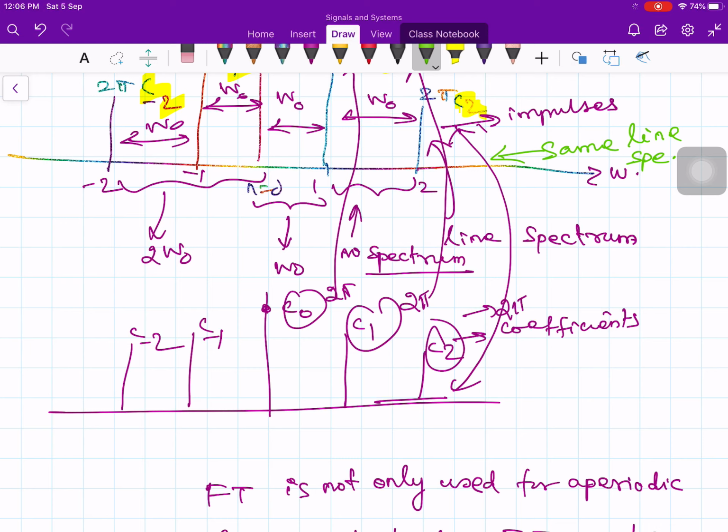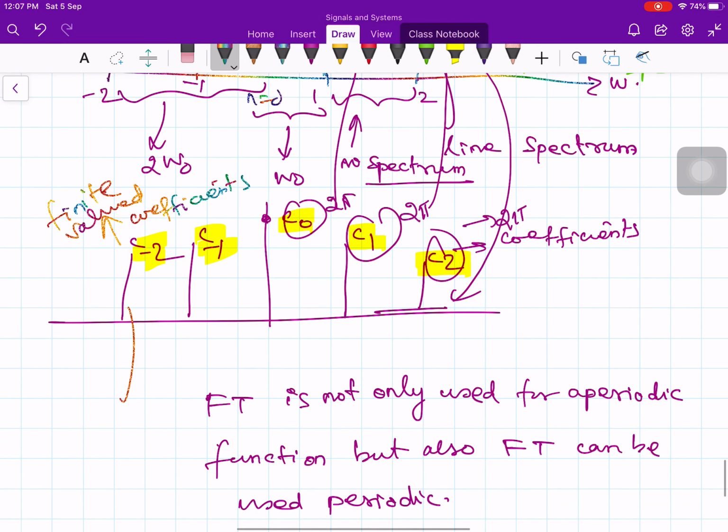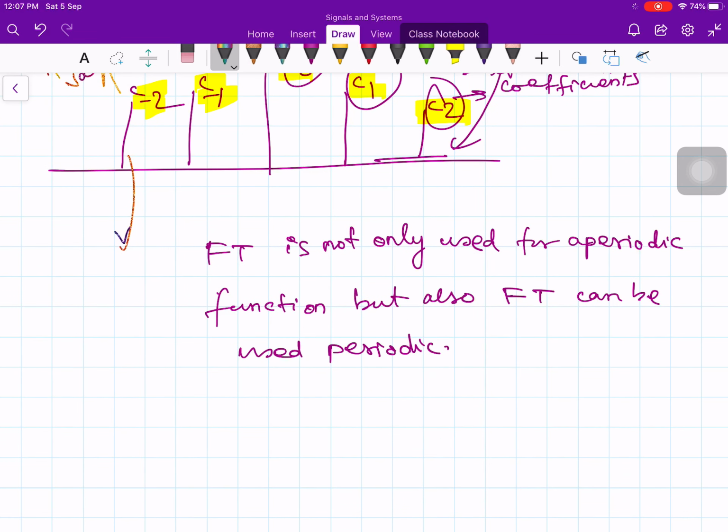But here all these are finite valued coefficients. C naught, C suffix minus 1, these are all finite valued coefficients. So instead of finite valued coefficients in the Fourier series, in the Fourier transform we have impulses, each of which has a strength proportional to the Fourier coefficients, that is Cn. So these are all a discrete spectrum, not a continuous spectrum. The important point is, if x of t is aperiodic, then X of j omega will be a continuous spectrum.